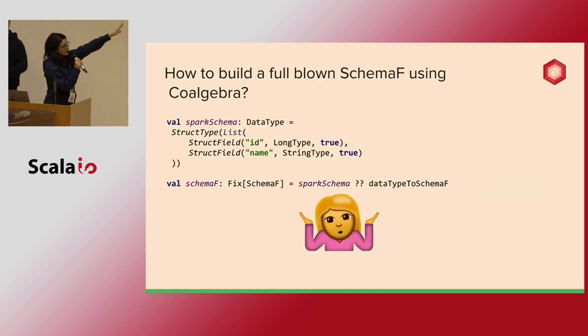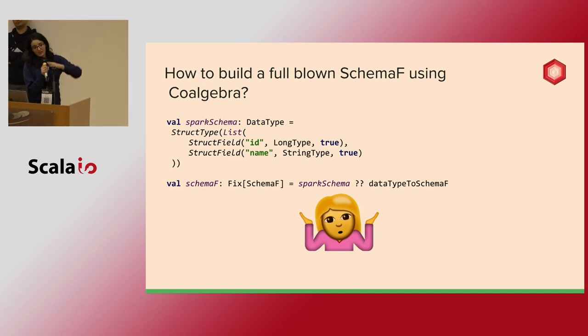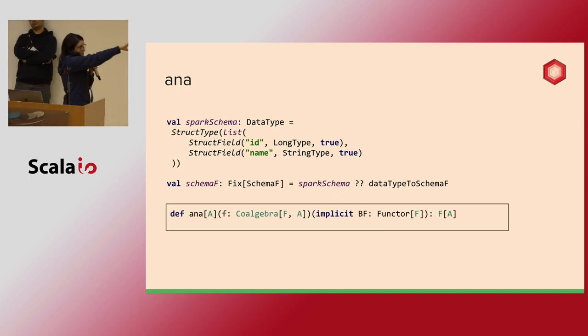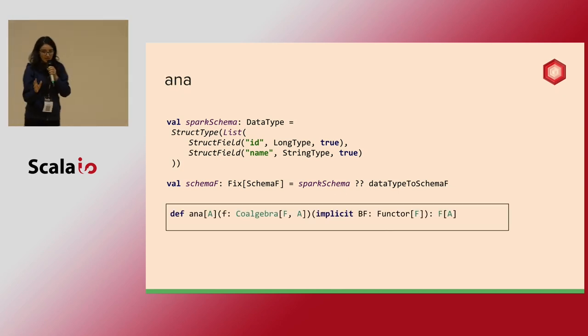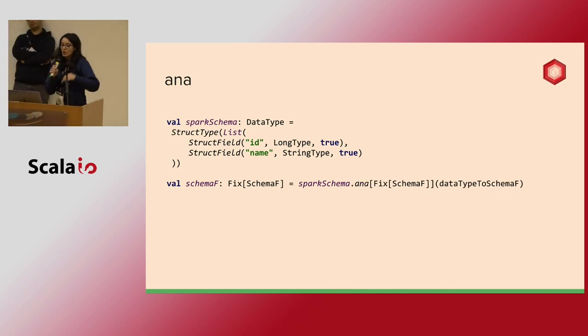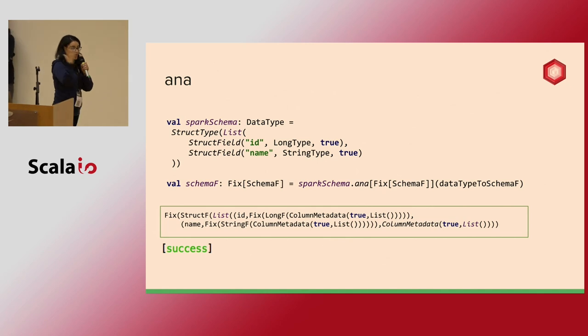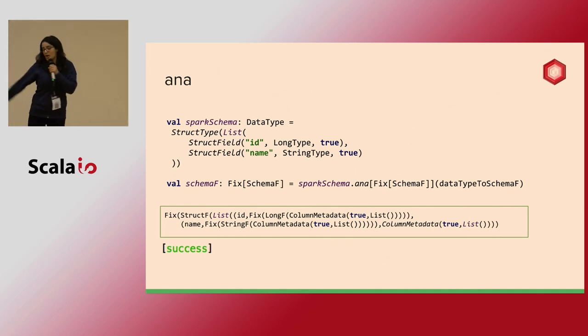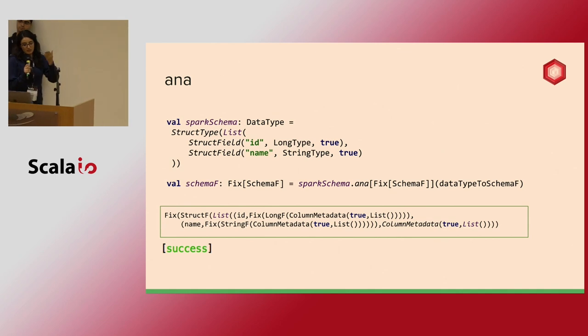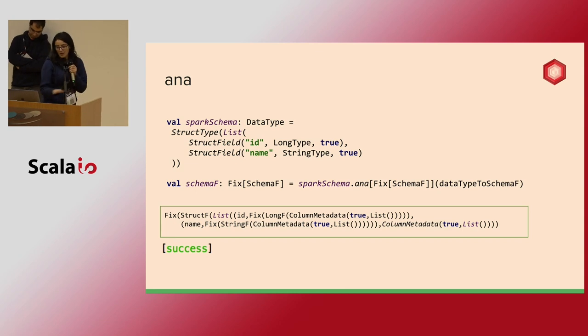So we have a data type here. We need to build from it a schema F. We need a function which takes a coalgebra, and we have already implemented our coalgebra. So we call it, and we will get our schema F wrapped in Fix. So as we saw, our schema F is recursive now.